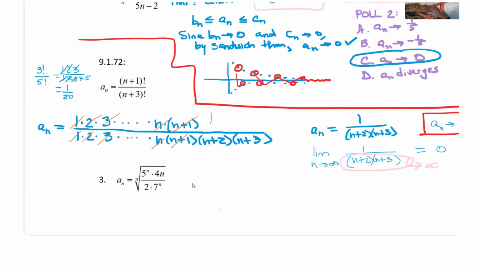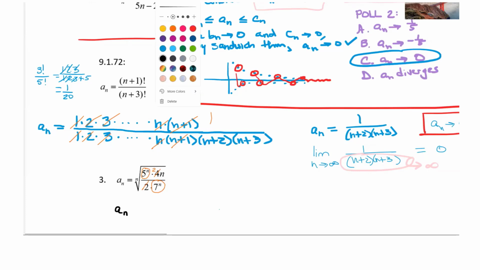Here's another type of problem that might come up. So we have a sub n equals the nth root of 5 to the n times 4 times n over 2 times 7 times n. So again, simplify as much as you can. For example, 2 goes into 4 twice. And also, whenever you have two values, one in the numerator and one in the denominator, that both have the same power like that, sometimes we can put those together and it might be helpful. Don't be afraid to try different things as well.